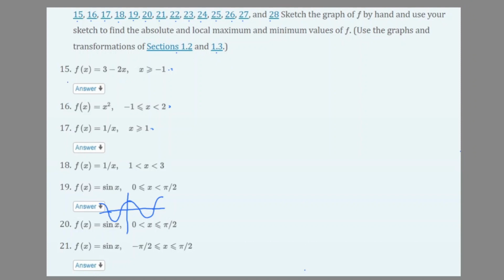Alright, so I want you guys to try number 15 to number 21. So essentially for these, you're just going to be finding the critical values, which are also called local minimum and maximum values, and also the absolute maximum and minimum values. What does help is you could draw a graph for some of them, so you could visualize it. But yeah, you could pause the video and try those out.